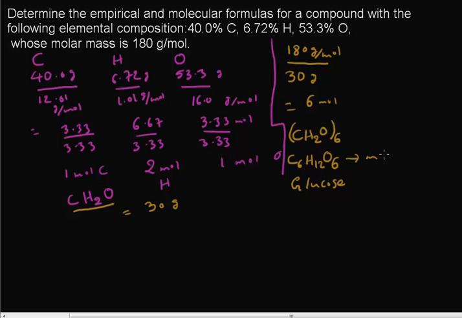So this is your molecular formula, this is your empirical formula. The difference is that the molecular formula gives you the actual numbers of atoms of different elements, whereas an empirical formula gives you the simple mole ratio of the different atoms. So that completes the video on empirical and molecular formulas.